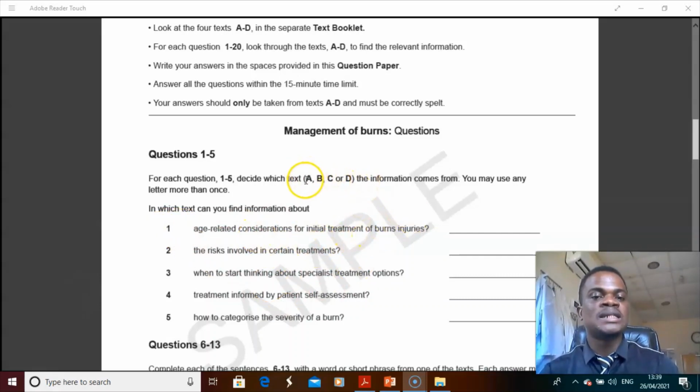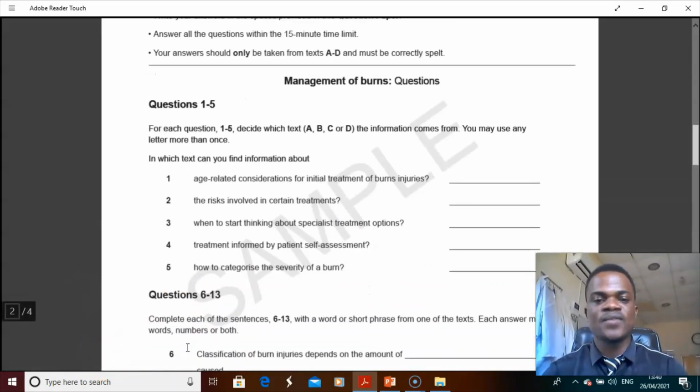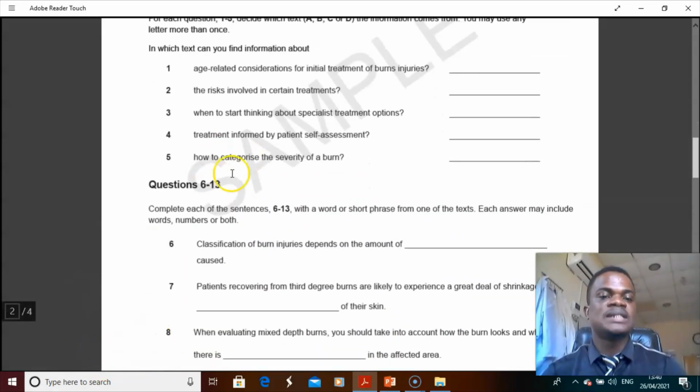You have to know, is it A, B, C, or D that the question is coming from? Question number 2, just like that. That means you write A, B, C, or D for each of these. So what I will advise you to do is this. Do not answer this set of questions first, because you are not going to read this text first. Go to the next set of questions, usually from question number 8, but in this case from question number 6, and start answering.